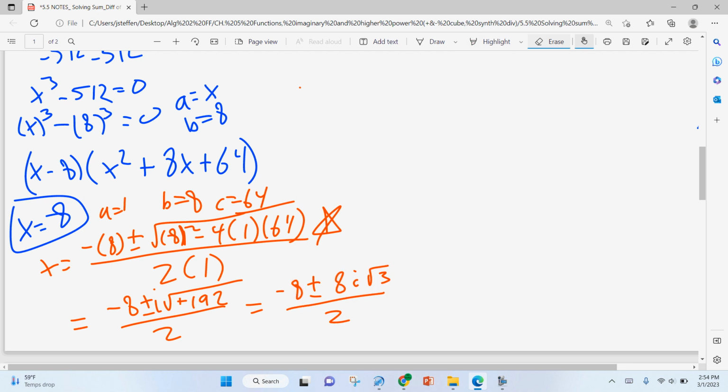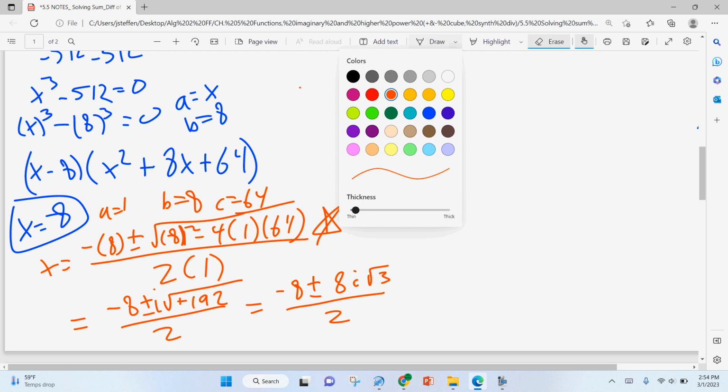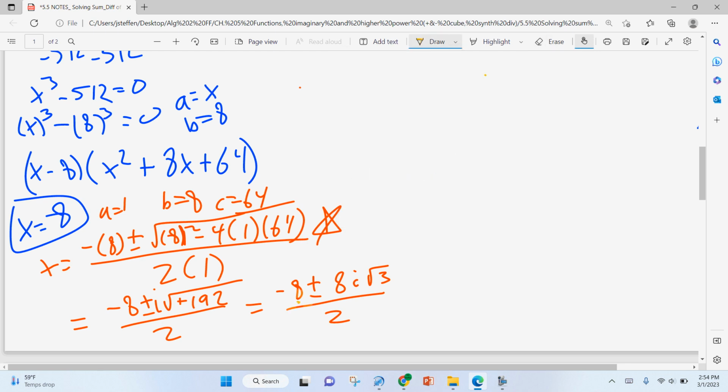Sorry, I'm going to reset. So if you put this as your answer, that's fine. However, if you're doing multiple choice, this will not be your answer because we can still reduce between this 8 and this 2. Not this part over here, we don't care about the square root. Don't touch that radical at all, just keep it there. But between the 8 and the 2, we can divide those just like a normal fraction. So if we divide them all by 2, we get negative 4 plus or minus 4i root 3 over 1.